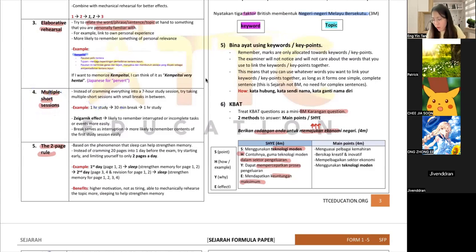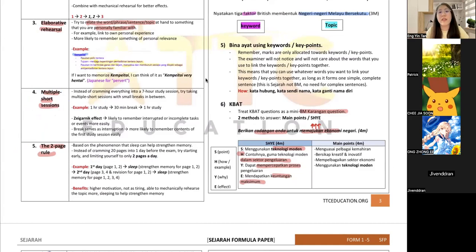And for me, I will not continue reading. I will do exercises. Then the 2-page rule is also the same thing. They say limit yourself to only 2 pages a day. These 2 pages a day can be reading, but for me, I will do questions. 2 pages per day means like 1 chapter, 2 pages. Limit yourself like that.